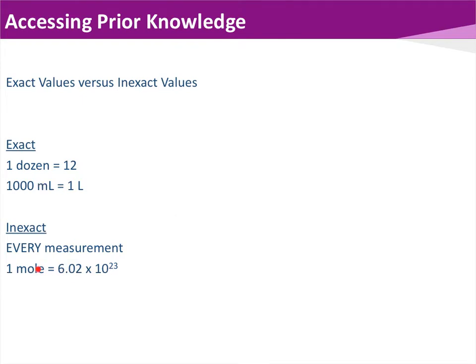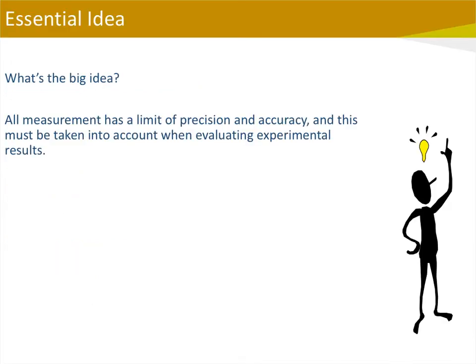These have an infinite number of significant figures. But this definition of a conversion, 1 mole is 6.02 times 10 to the 23rd, is not an exact number because this number actually comes from measurements. And inexact numbers are essentially every measurement. The big idea is that all measurements have a limit of precision and accuracy, and this must be taken into account when evaluating experimental results.